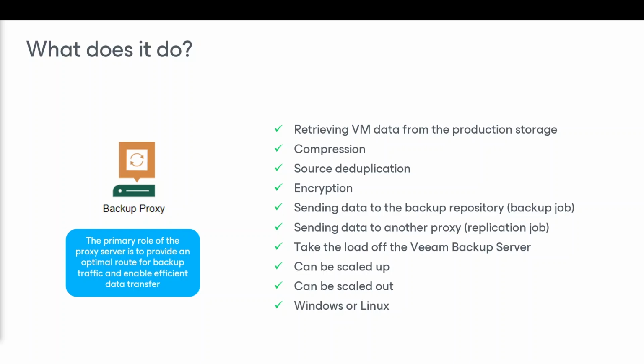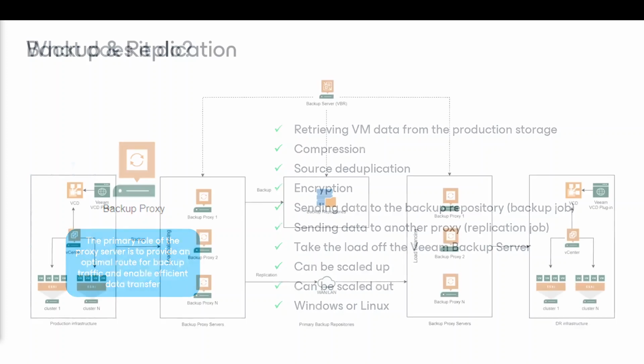They can also be scaled up, and they can be scaled out. You can add CPU and memory to an existing proxy to make more backups at the same time. You can also scale out. That way you provide some kind of load balancing and high availability in case one of the proxies is not working. And you can deploy it on a Windows or a Linux machine. You can choose, and we'll get into that as well.